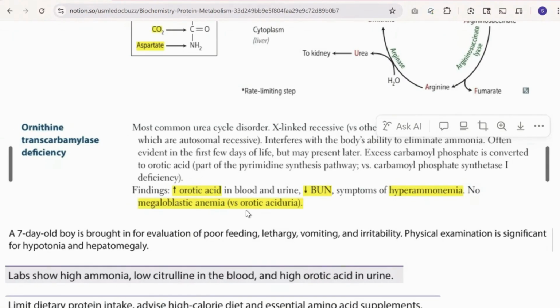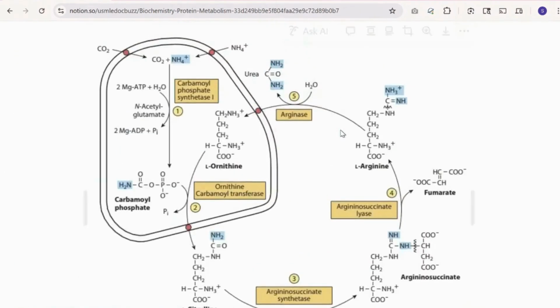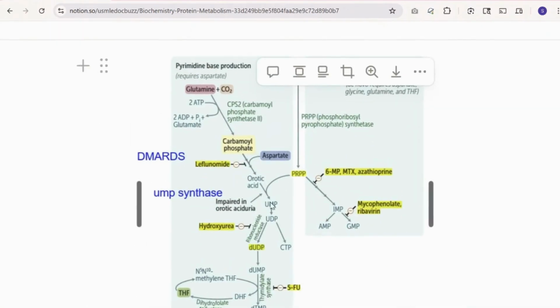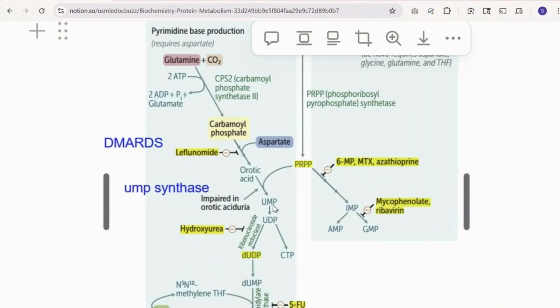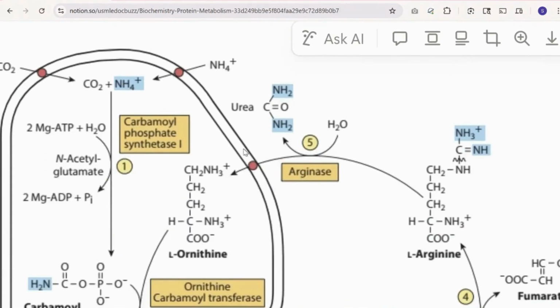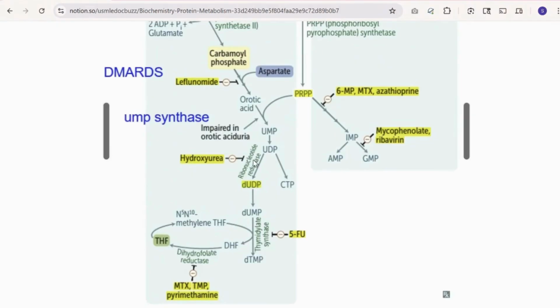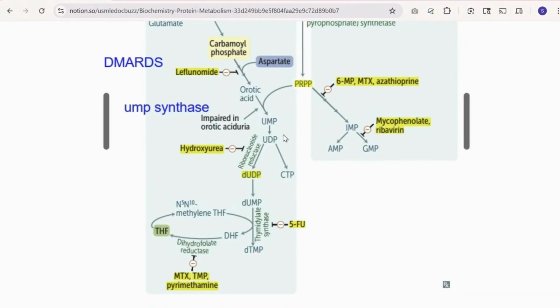Okay. Now, similar to this, there's something called orotic aciduria that you see here. That is also simple. What's happening there is that this enzyme right here, UMP synthase, is impaired in orotic aciduria. Well, that's just easy. Orotic acid will be increased, but will there be a problem with urea formation? No, everything is working here fine, right? Will there be a problem with hyperammonemia, something like that? No, because urea is being made. Everything is going to be okay.